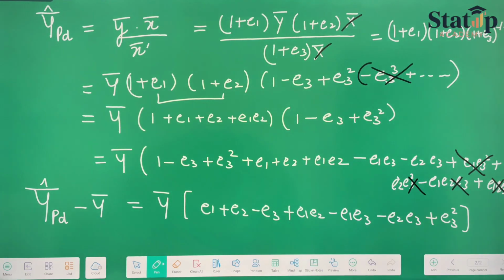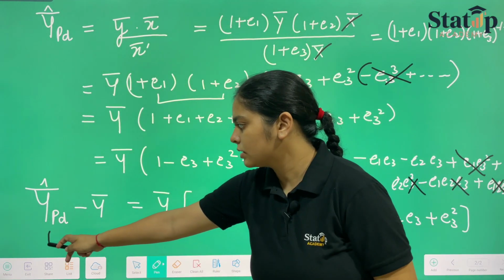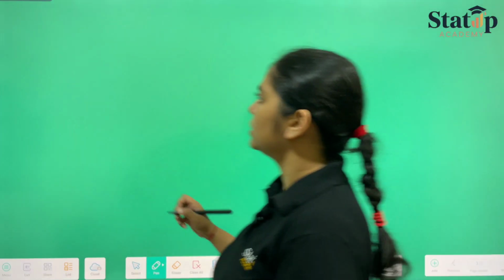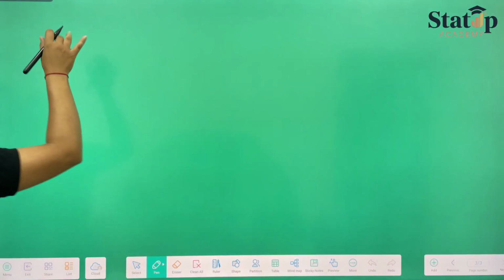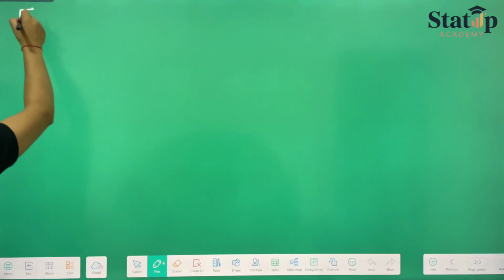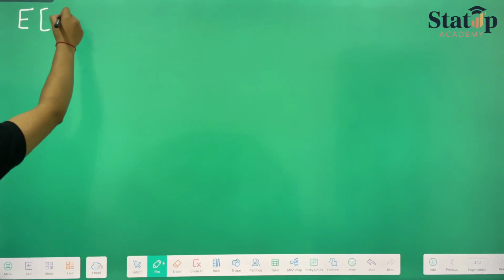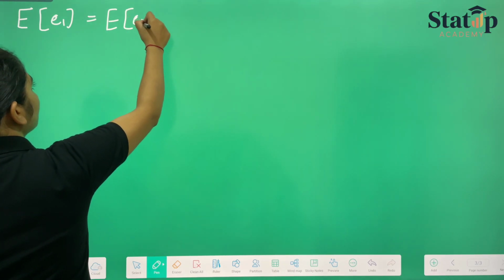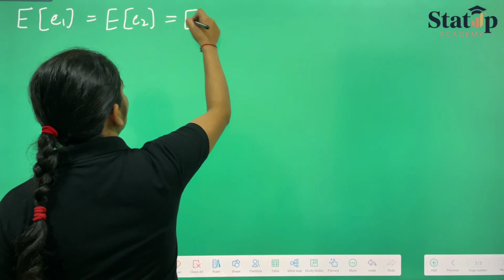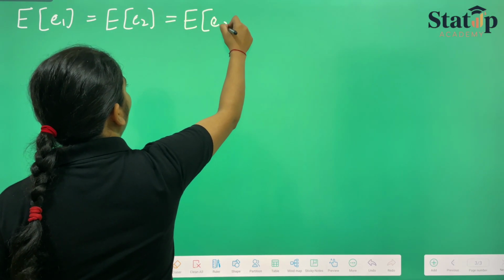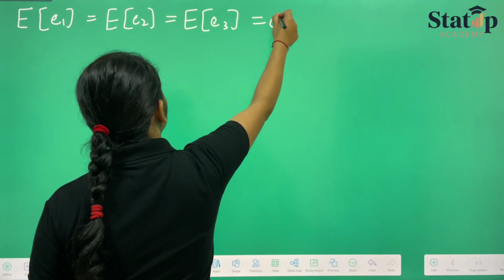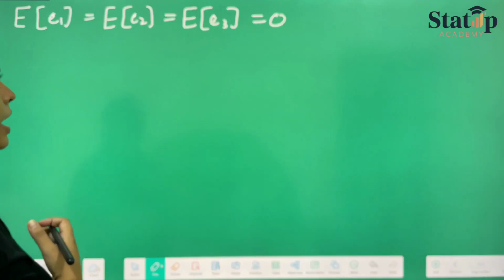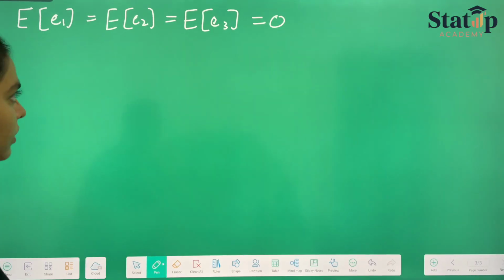This is the thing that we are left with. This is known as the bias when we take the estimation. So let us take the estimation. Before that, let us consider this. Estimation of E1 is equal to estimation of E2 is equal to estimation of E3. All these are equal to 0, which we have done in the product estimator as well, ratio as well, and in double sampling and regression as well.